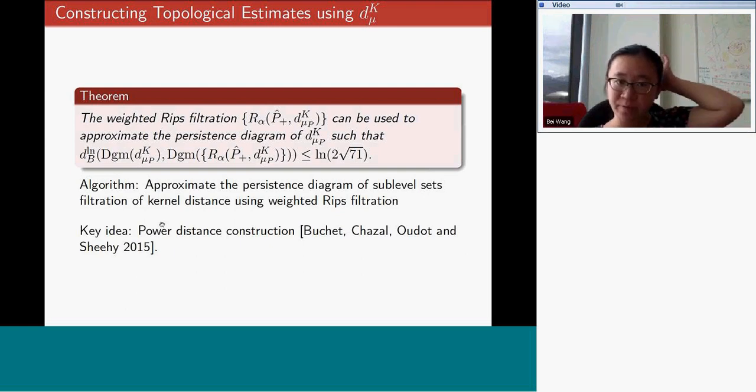if I construct some form of weighted Rips filtration based on a point set, then the log version of the bottleneck distance between the persistence diagram associated with my kernel distance and the persistence diagram associated with my Rips complex is at most this far apart. I'm pretty sure this constant isn't tight, but we just see there is an upper bound that could possibly be further tightened. The problem is basically to approximate the persistence diagram of the sublevel set filtration of the kernel distance. What we use is the weighted Rips filtration, and all the technical details come from the work by Buchet, Chazal, Oudot, and Sheehy in 2015, which is what they call a power distance construction. I'll go into that detail later.